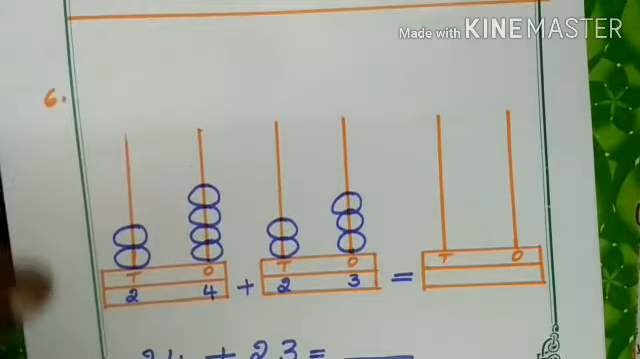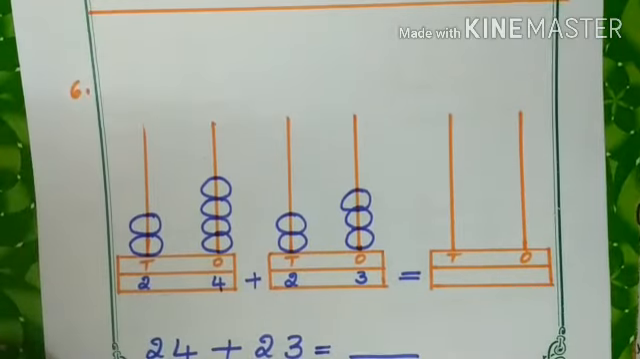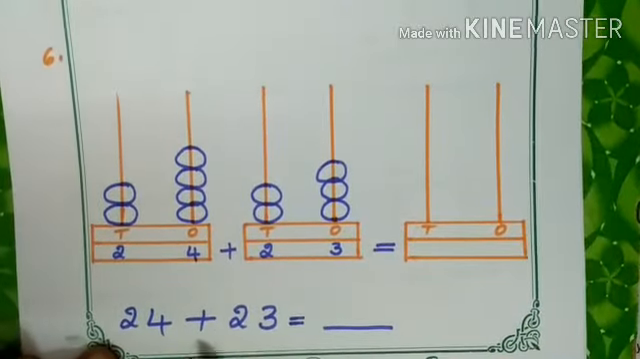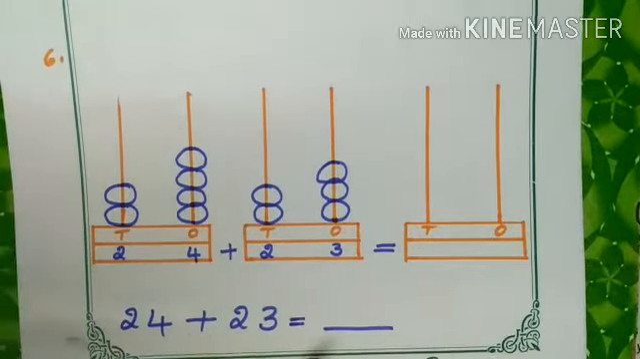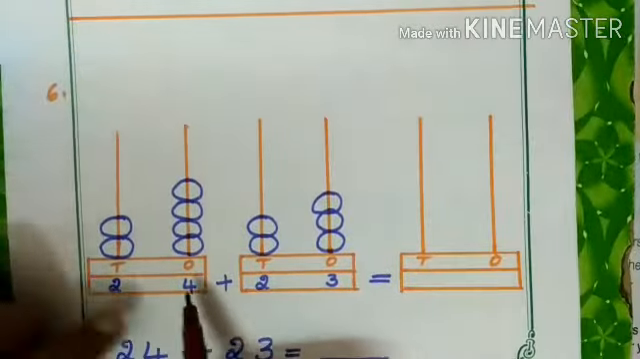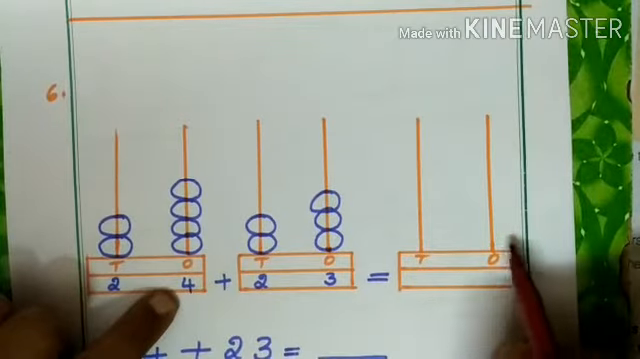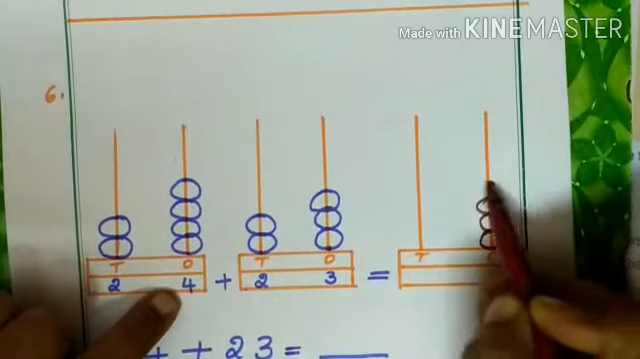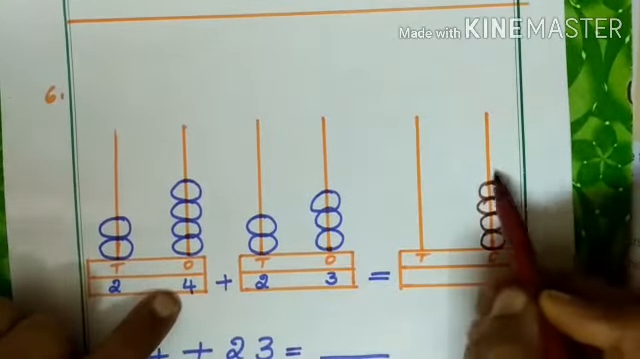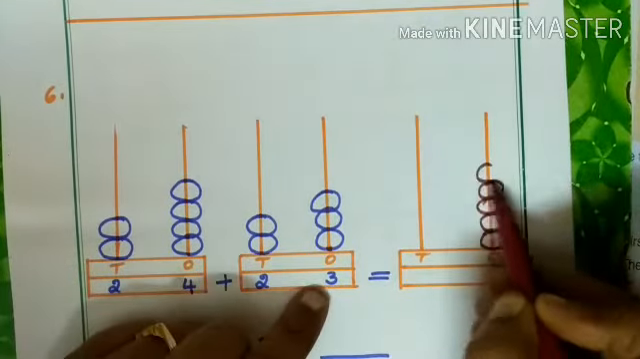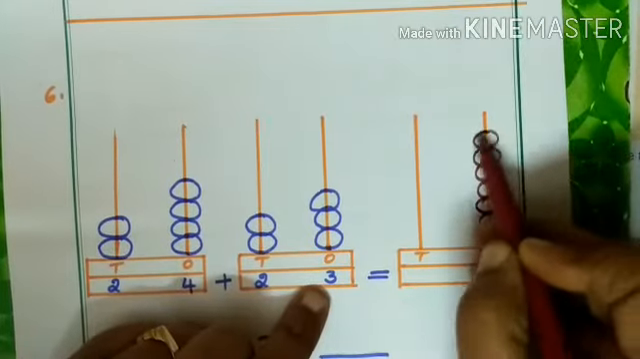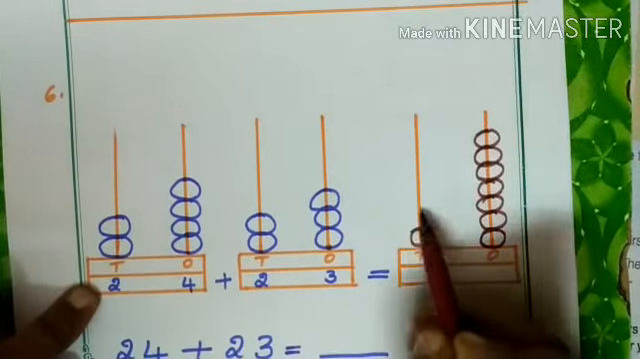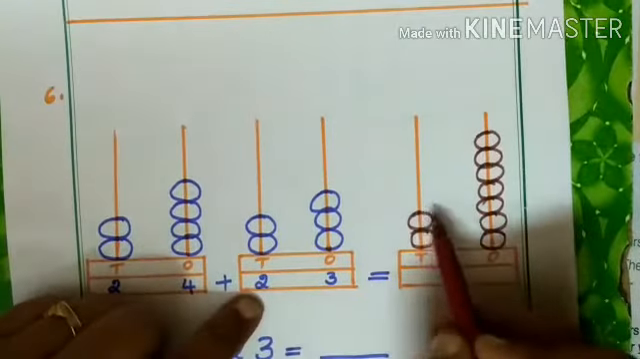Next sixth sum, 24 plus 23. We have to find it. Here 4 beads are there in 1's place. 1, 2, 3, 4. Here 3 beads are there. 1, 2, 3. In 10's place, here 2 beads are there. 1, 2.